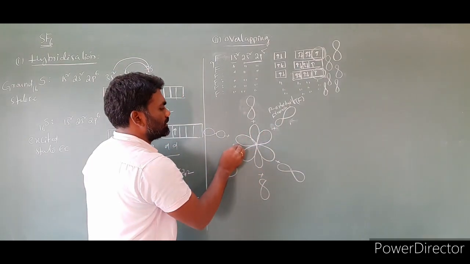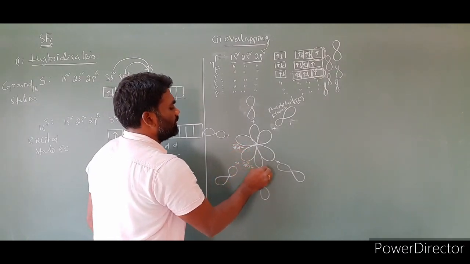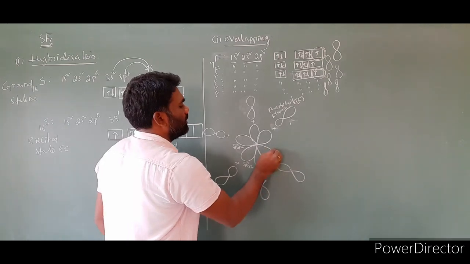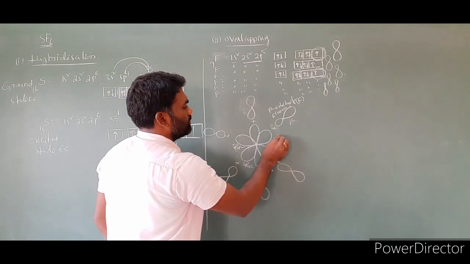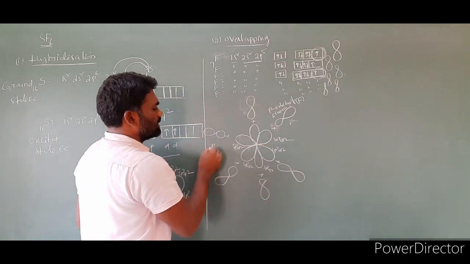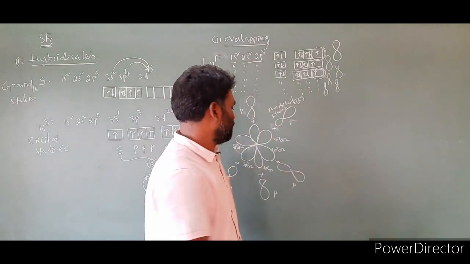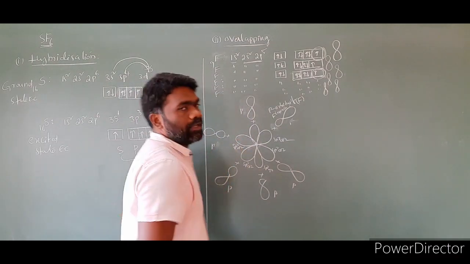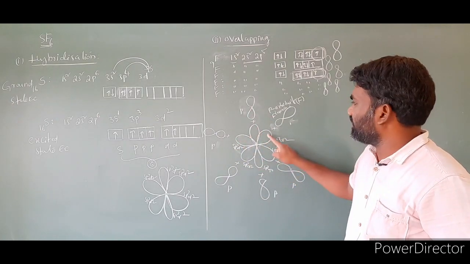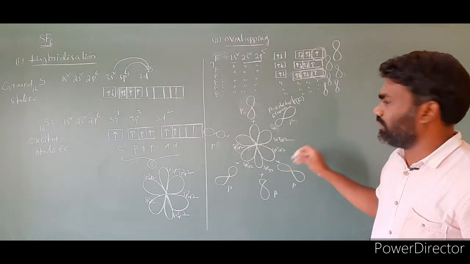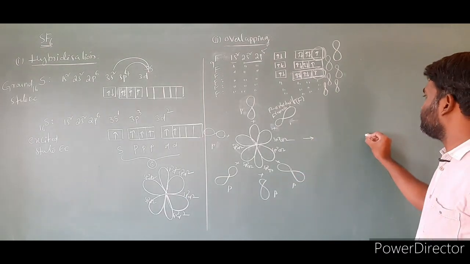This is sp3d2. This is sp3d2. All these are sp3d2. These are the p orbitals of fluorine. So these two will overlap. These two will overlap like this. All these will overlap. As a result of overlapping, the structure we can expect is this one.